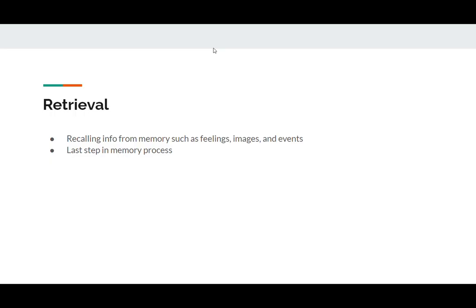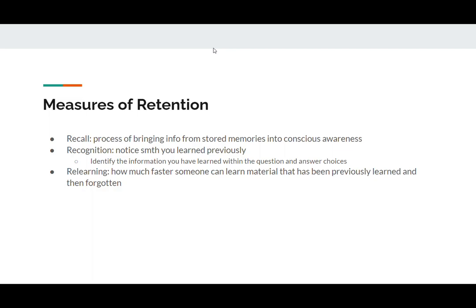Retrieval is the process of recalling information from memory such as feelings, images, and events. This is the last step in our memory process. We retrieve information non-stop, especially when taking an exam. There are several measures of retention. The first one is recall. Recall is the process of bringing information from stored memories into conscious awareness. When you remember things, you are recalling the memories. Filling the blank question tests your recall ability.